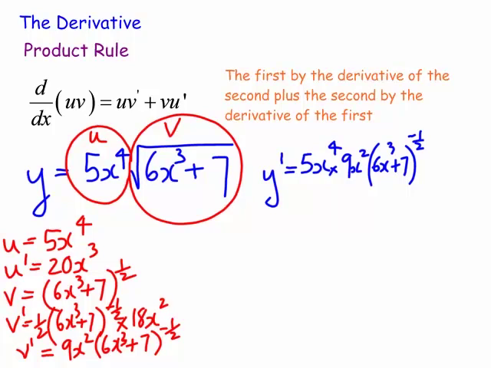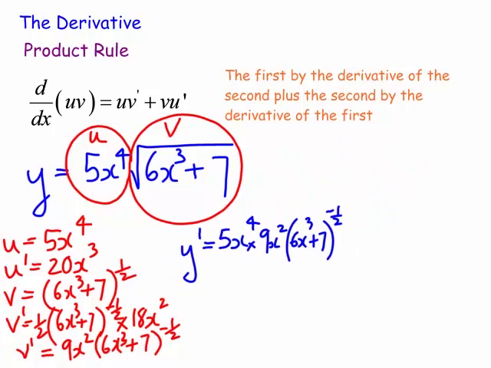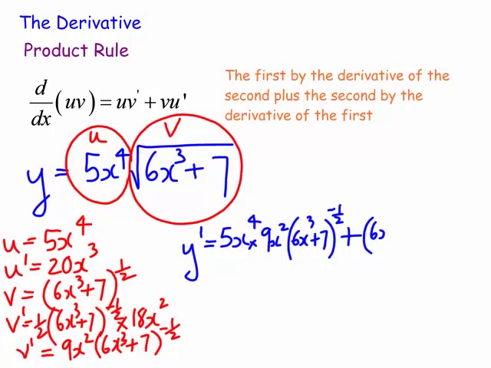Okay, then it's plus the, we're going to need a bit of room here, so let's see if we can move this. Let's move that over there. So we're going to now need to add on the second one, which is the v, 6x cubed plus 7 to the power of a half. That's just the function as it is, multiplied by the derivative of the first one, which you can see here, the derivative of 5x to the power 4 is 20x to the power 3.